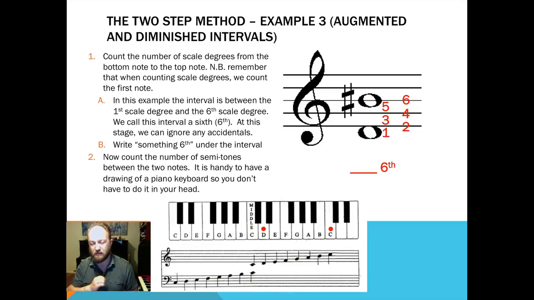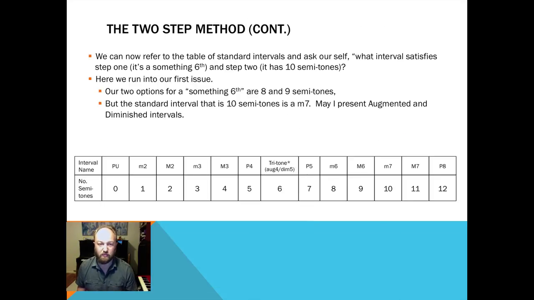Okay, so we're up to counting the semitones. Here we go. 1, 2, 3, 4, 5, 6, 7, 8, 9, 10 semitones between D and B sharp. What's the next step? Refer to your table. Again, we counted a something sixth, so we're expecting 8 or 9 semitones. But remember, we counted 10 semitones. And so that would mean that it's a minor 7th, right?